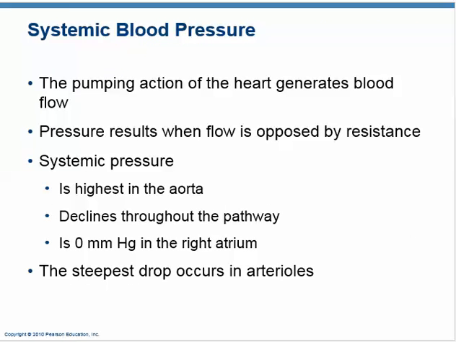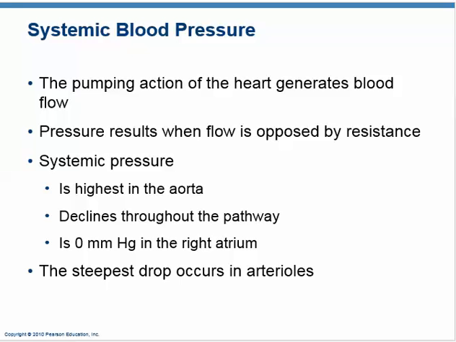So where does the pressure come from? We'll talk about pressure before next. The pumping action of the heart generates the pressure, which then generates the flow. It happens at systole. So the highest blood pressure in the body on the systemic side will be right at the beginning of the aorta. That's where the most pressure is.